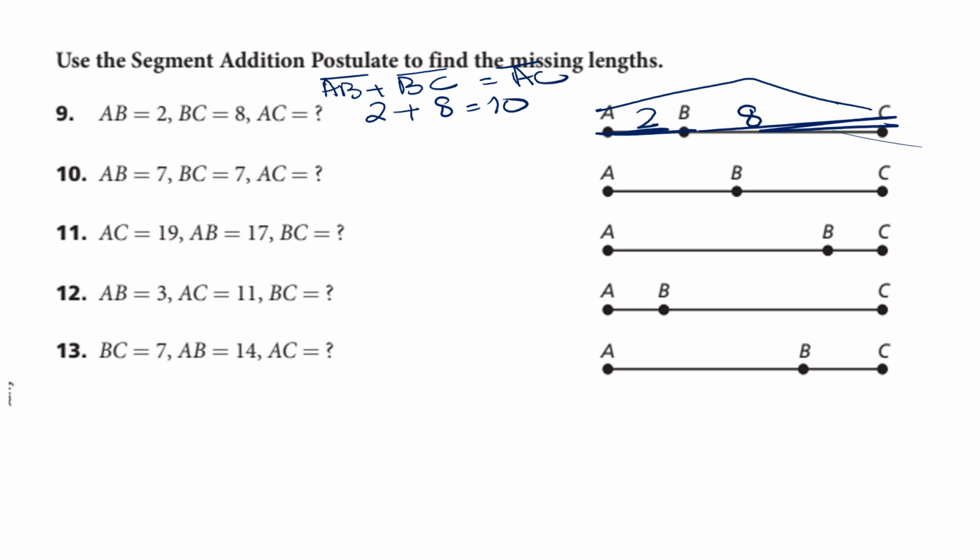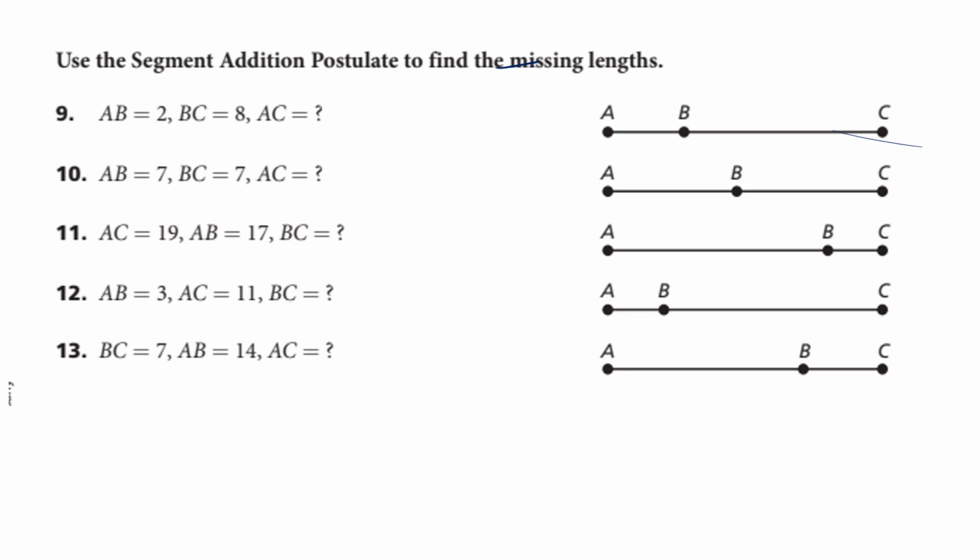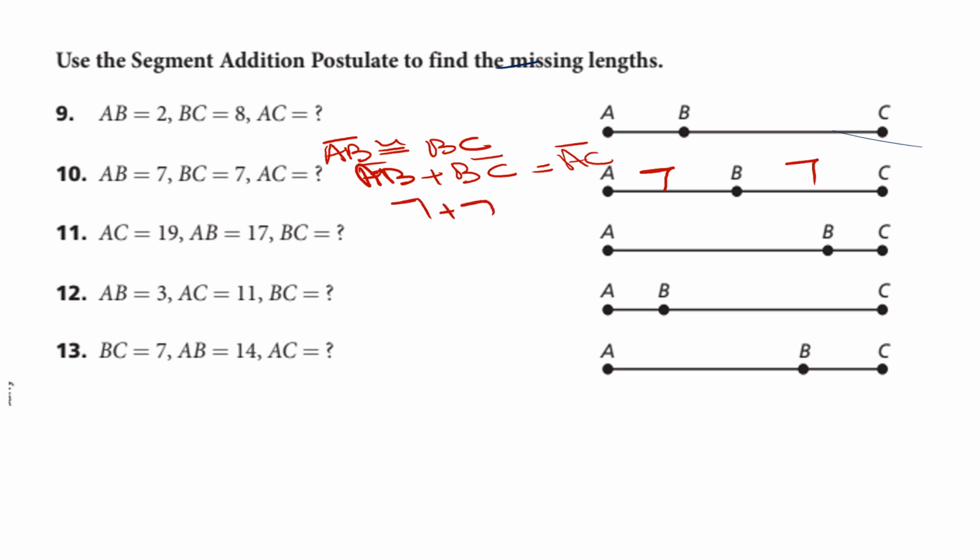Now next question. So next question, let's try. So next question says AB is 7 and BC is also 7. That is, they both are equal to each other. So 7 plus 7 is 14. Or you can say that AB is congruent to BC. So you can say, and what is the addition postulate? AB plus BC equals AC. We know this. So AB is 7, BC is 7, so AC will be 14.